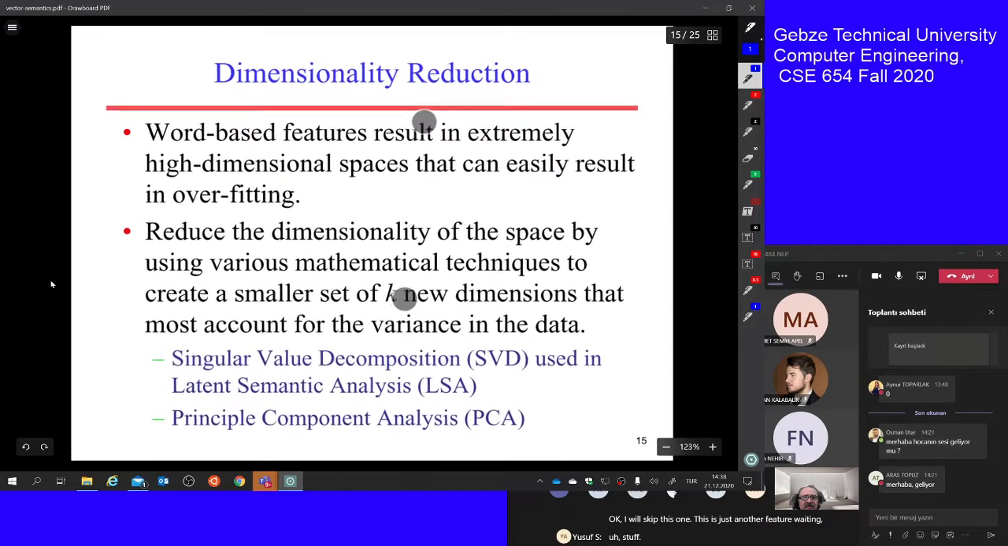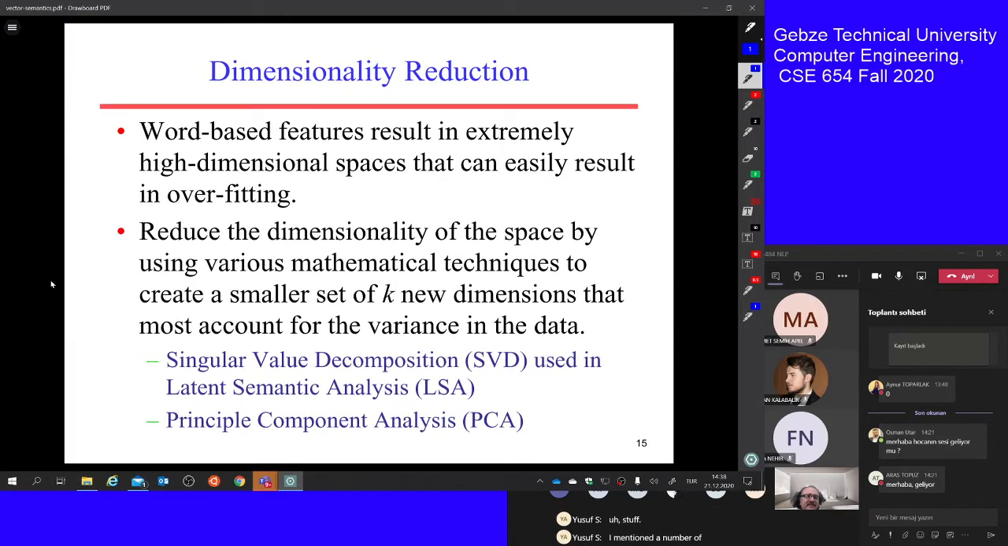I mentioned a number of times that our vectors will be very, very large. I mean, this 40,000.